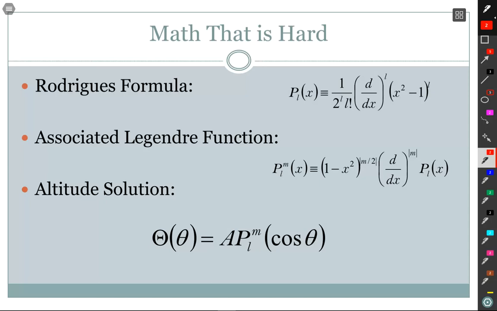is equal to (1 minus x squared) raised to the |m|/2 times the absolute value of m over 2, so if m is negative or positive, doesn't matter, times the mth derivative of this function. So we took that derivative L times, and we're left with x to the L power. And now we take a derivative m times.